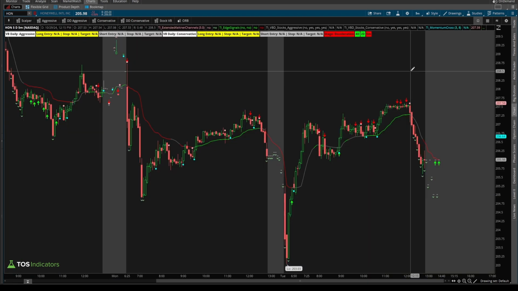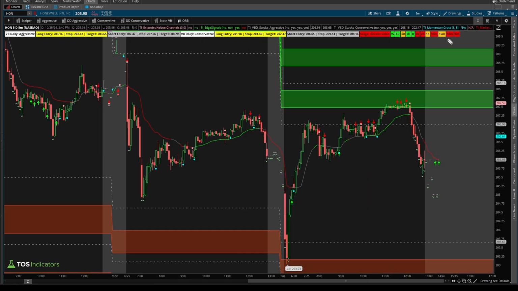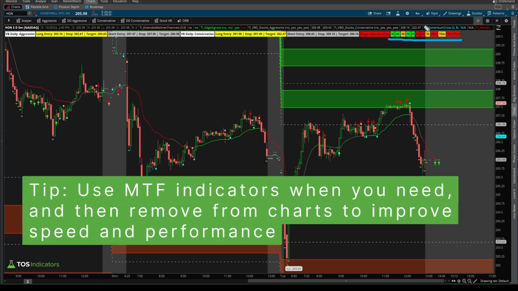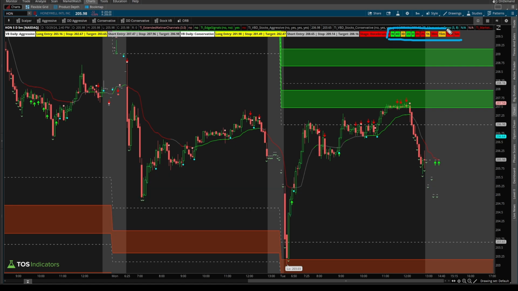If you wanted to save yourself some time, that's where the MTF Market Pulse becomes quite handy. If you load in the indicator on your chart, and I'd only load this in when you want to use it, and then remove it off of your charts so your charts remain fast and performant. But here, I've loaded it in.